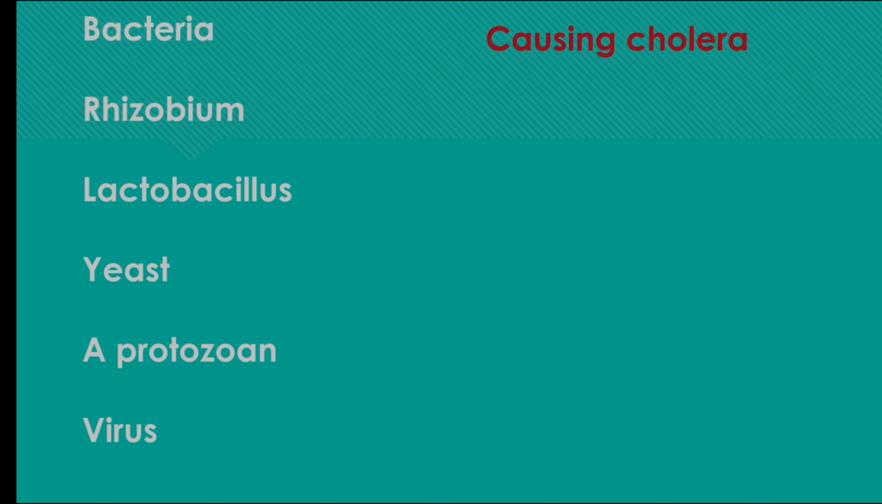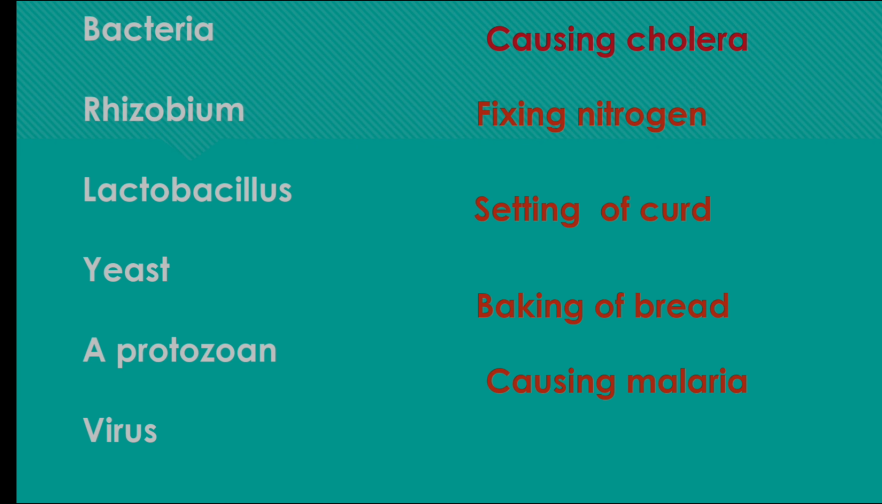Bacteria causing cholera. Rhizobium fixing nitrogen. Rhizobium helps in fixing nitrogen to the soil and enhances soil fertility. Lactobacillus is the bacteria helpful in setting curd. Yeast is used in baking of bread. A protozoan causing malaria. Virus causing AIDS, acquired immunodeficiency syndrome.